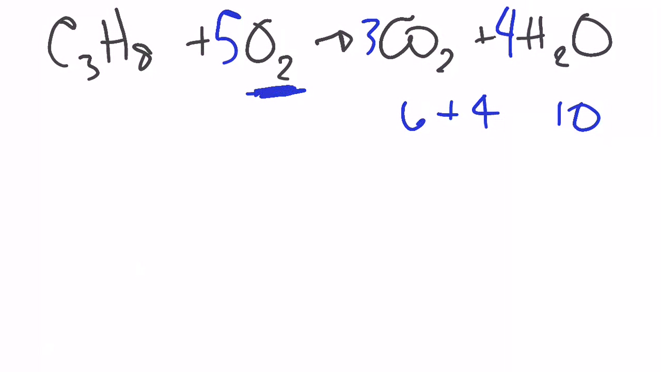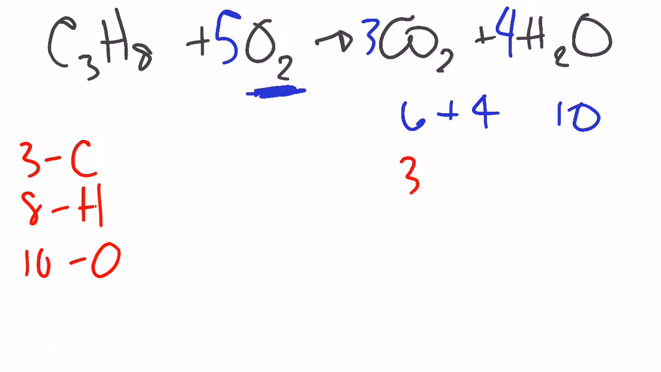So now we should have the same number of everything on each side. So let's confirm that. We have 3 carbons on the reactant side. We have 8 hydrogens, and we have 10 oxygens. Let's double check. We have 3 carbons, we have 8 hydrogens, and we have 10 oxygens. So we know that we have a balanced equation.